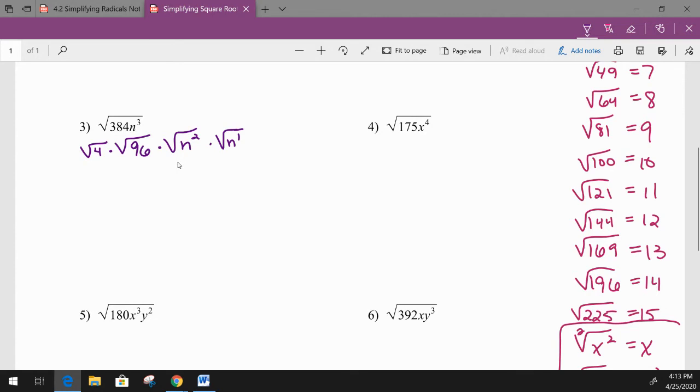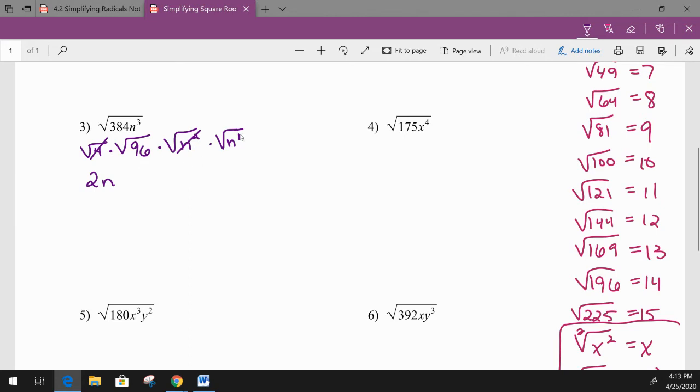So now I have a perfect square of 4. So the square root of 4 now I can convert to 2. So now it's a whole number. I'm done with that piece. The square root of n squared is n to the first, or just n. So I'm done with that.